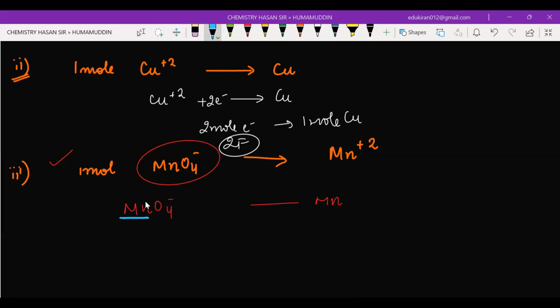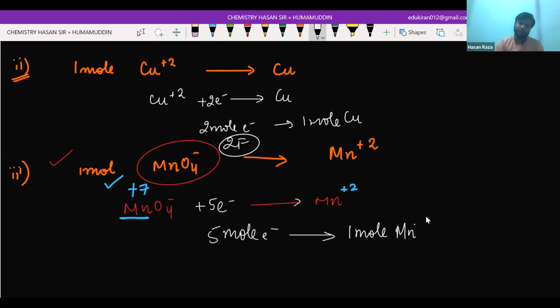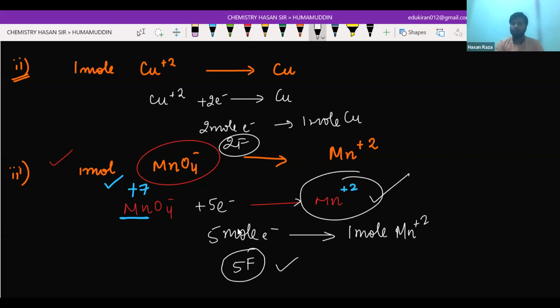Can you answer me what is the oxidation state of manganese? Let me know, and if you are unable to solve this, let me know that also. Very good, Humam. It's plus 7. So you can see plus 7 is going into plus 2. How will it go? It will gain 5 electrons to convert itself. That means 5 mole electrons to get 1 mole Mn plus 2. In the same way, 5 mole electrons means 5 Faradays. So the charge required to get 1 mole Mn plus 2 will be 5 Faradays. Is that clear, both of you?